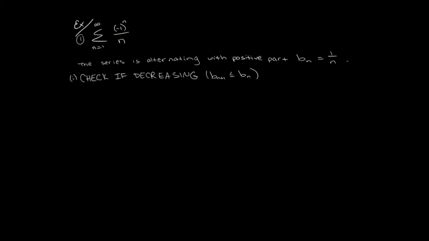You can see this is an alternating series because we have (-1)^n in the series. The positive part of this series is the 1 over n. In order to apply the AST, we have to check that the terms are decreasing. So here's what we get if we plug in n plus 1, and here's what we get when we plug in n. How are these related to each other? Well, the left one has a bigger denominator, so overall it must be smaller. So yeah, it looks like they are decreasing.